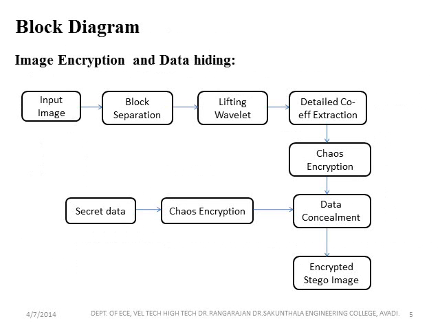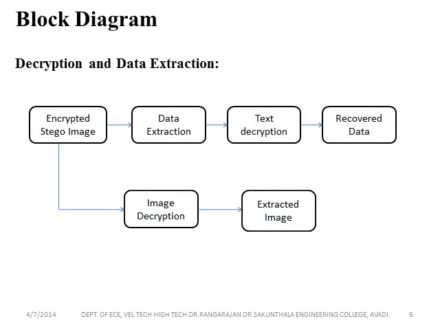The block diagram which depicts the encryption and data hiding shows the block separation, lifting wavelet transform, detailed coefficient extraction, chaos encryption, and data concealment, where the chaos encryption of the secret data and the image is being done. In the decryption part, the same is recovered using the reverse process.